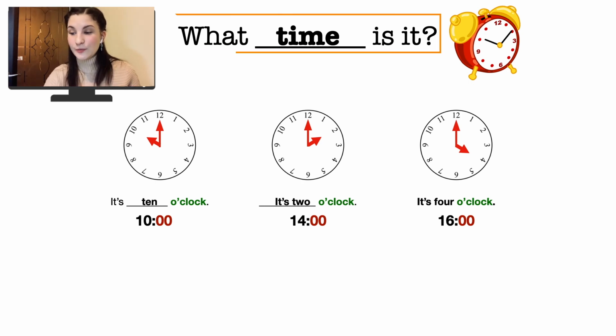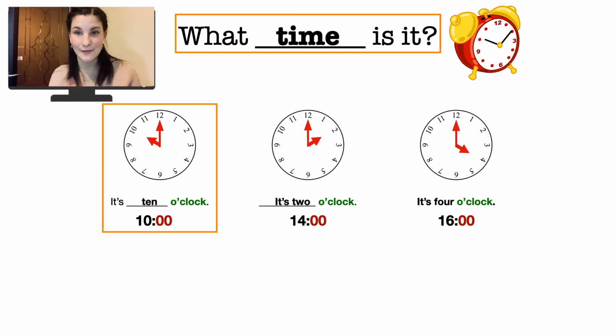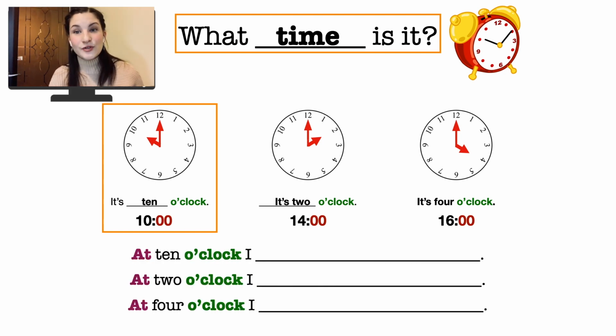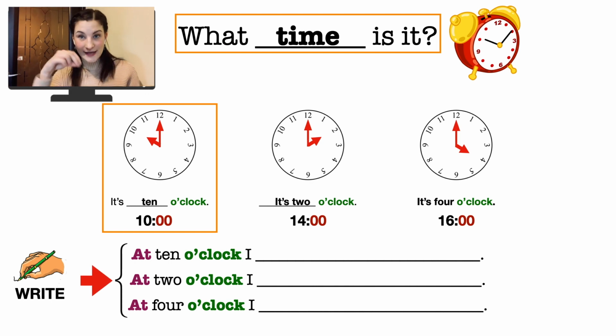So what I want you to do now, please copy the question and one example in your copybook so that you always have it in front of your eyes. And we continue. What do you usually do at this time? For example, at 10 o'clock I wake up, at 2 o'clock I have lunch, at 4 o'clock I walk my dog. So what do you do? Now pause the video and say the sentences. And after it, please write the 3 sentences in your copybooks.